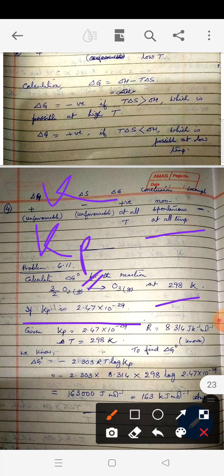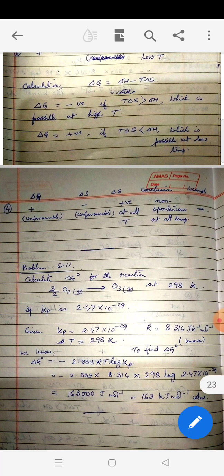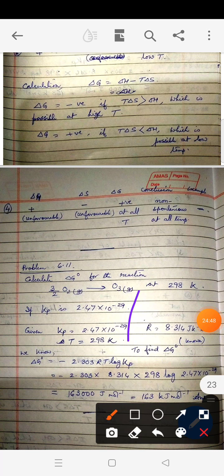Now Kp value is given to you. Temperature is also given to you. R value you have to choose properly in the proper unit. So since we are discussing energy, it will be in joules per mole. So it will be 8.314 joules per Kelvin per mole. And when you put the values, what do we get? You are getting the delta G value to be positive.